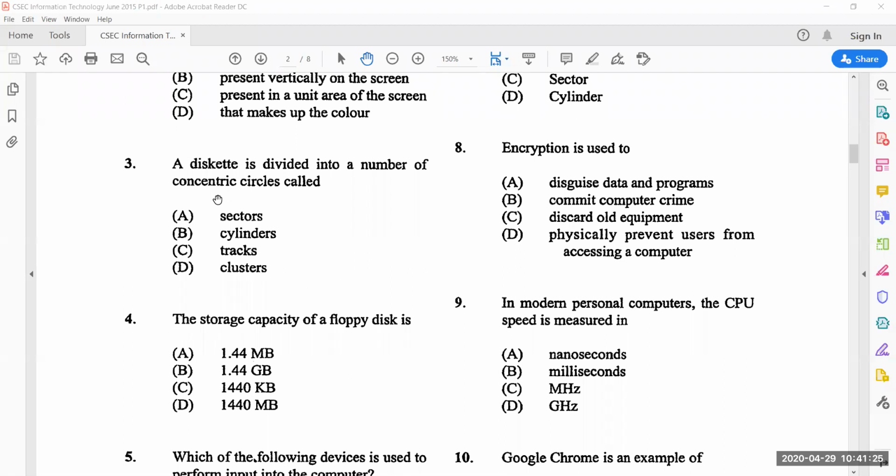A diskette is divided into a number of concentric circles called. Right. So remember these circles are called tracks, right? And the tracks are further broken up into sectors. Okay, so the answer is C. Now, a group of the concentric circles or tracks is a cylinder, and a group of the sectors is a cluster. But the answer for 3 is C.